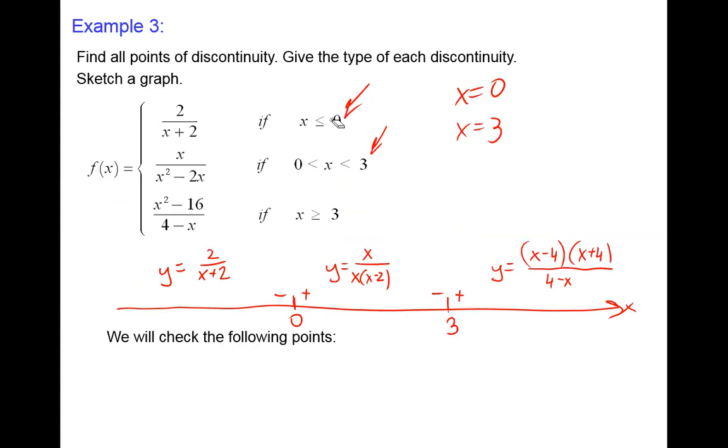But let's start from the beginning. The first formula is defined on that interval. We see this. And what do you think? Looking at this formula, what is the number that is still not in the domain?